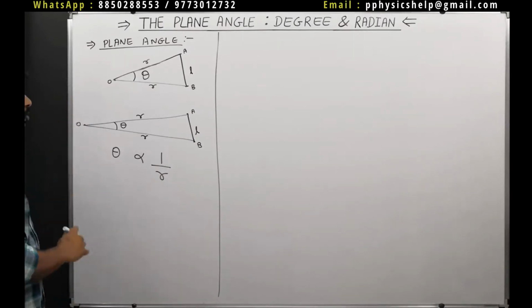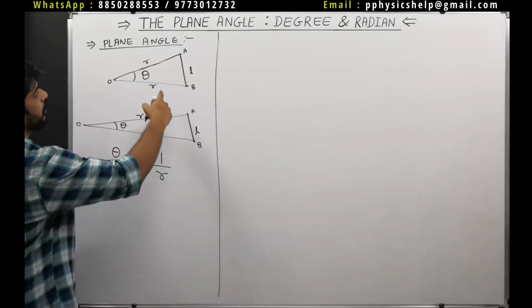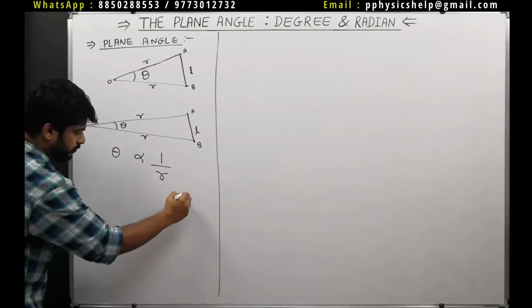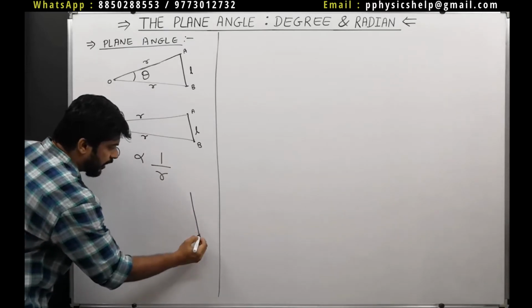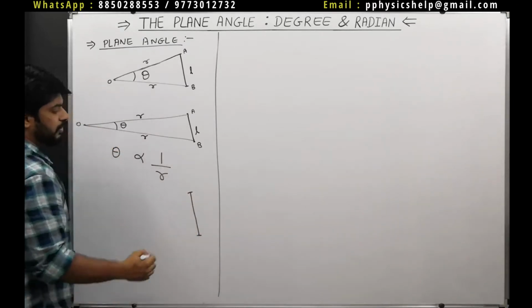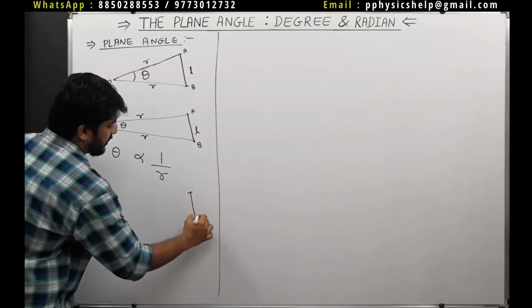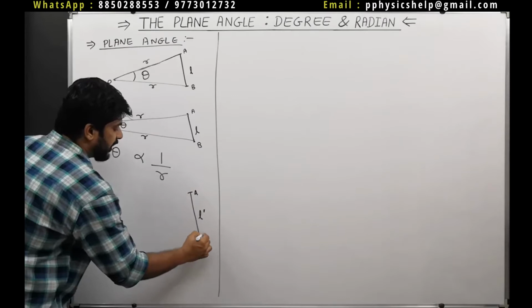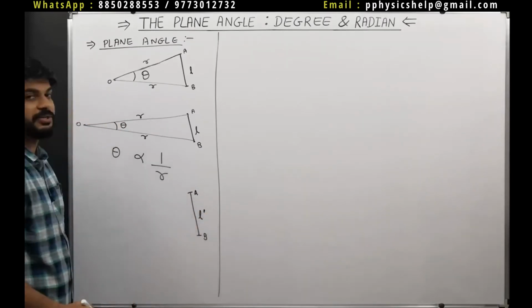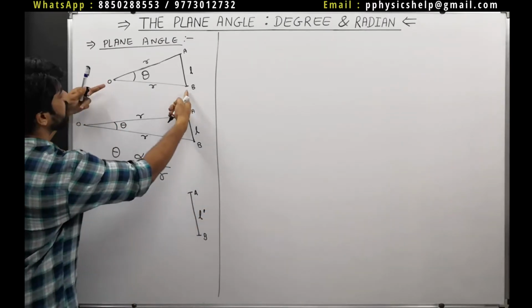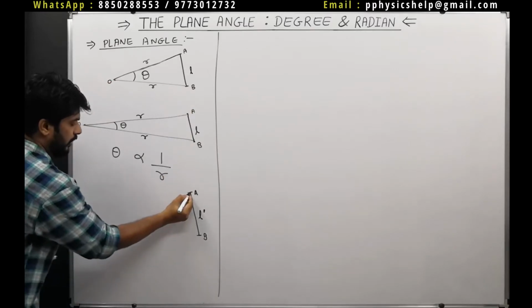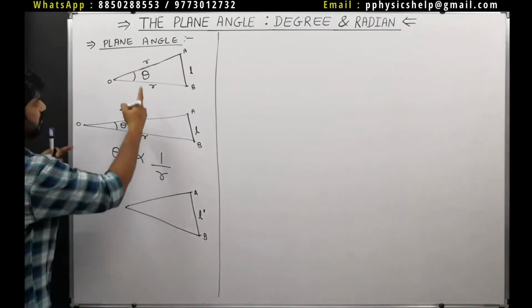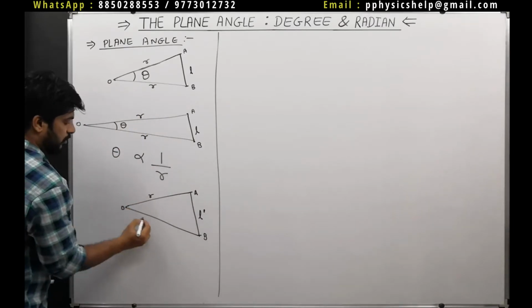Now not only this, you can check one more thing. Suppose I take the same line, but now I increase the length. Let's say the length is now L dash. We have the same line, but the length has been increased. Now I choose the same distance as here, the same distance r.